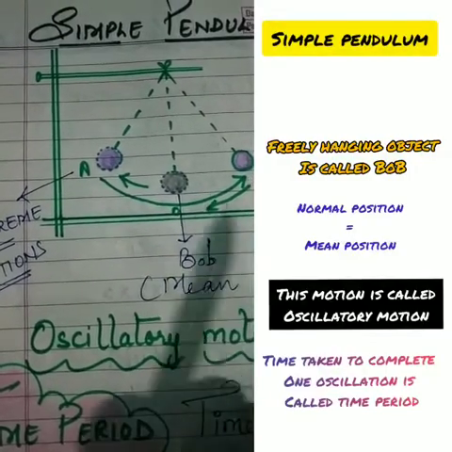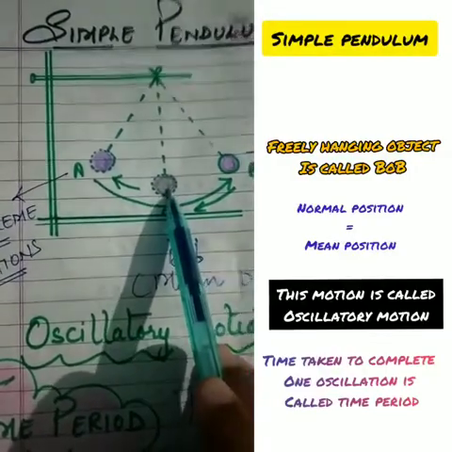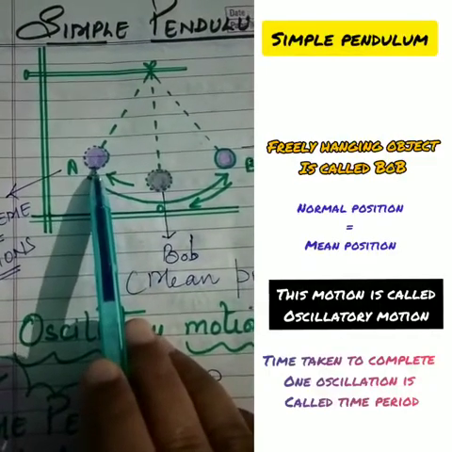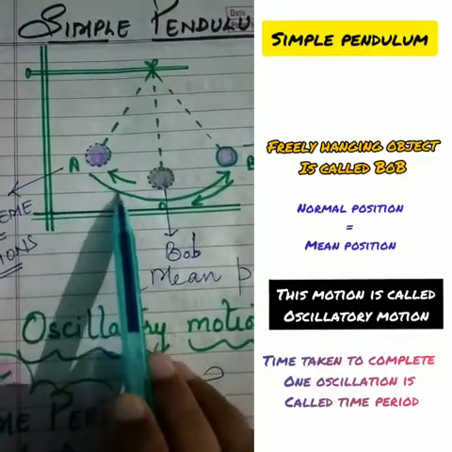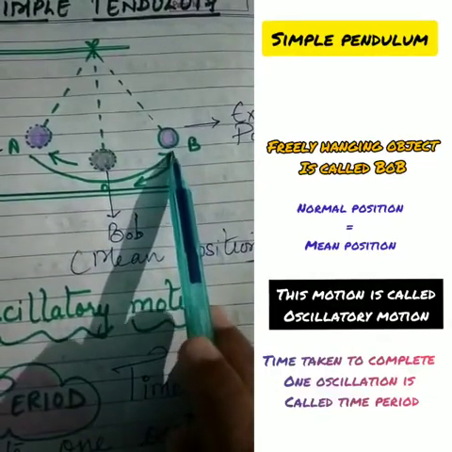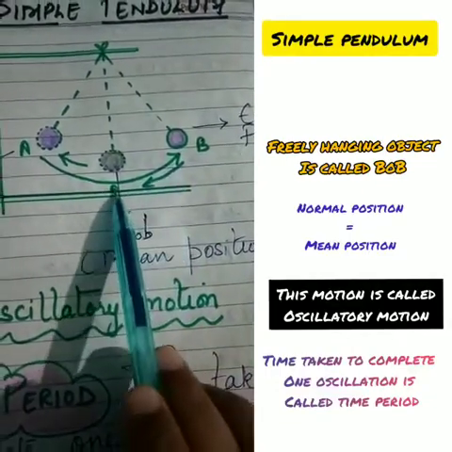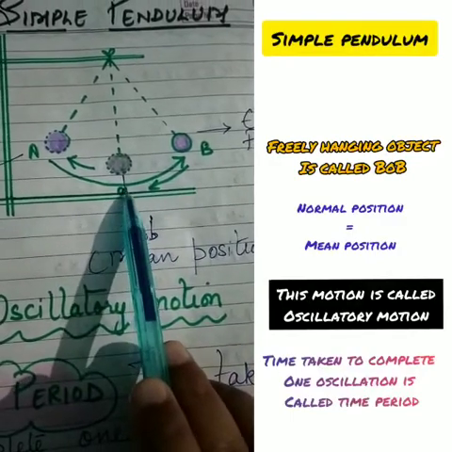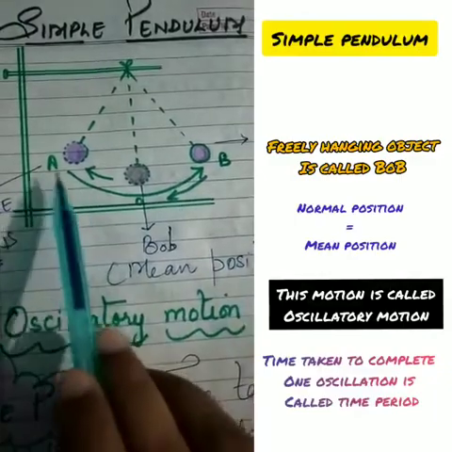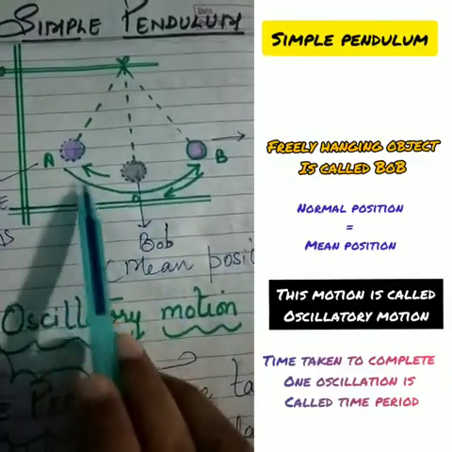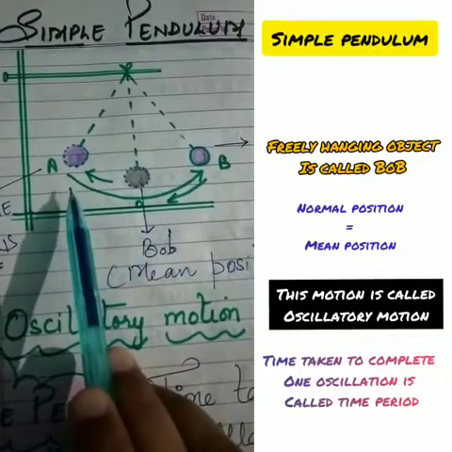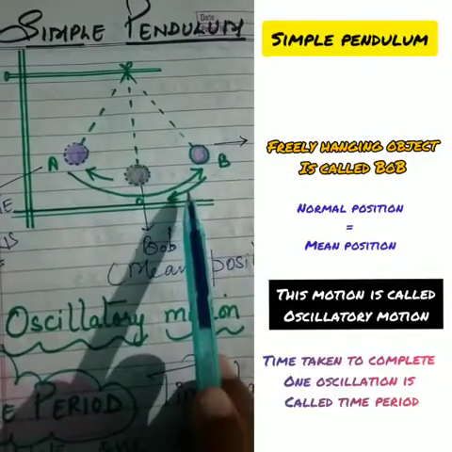Now, if the bob is pulled from its mean position towards A, suppose, and then it's left freely to move, it reaches the point B, and again it moves from B towards O. Or it moves towards A again. This way it keeps on moving. So this kind of motion is called oscillatory motion.